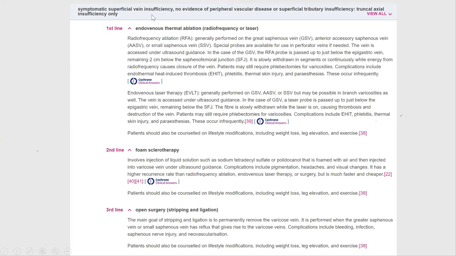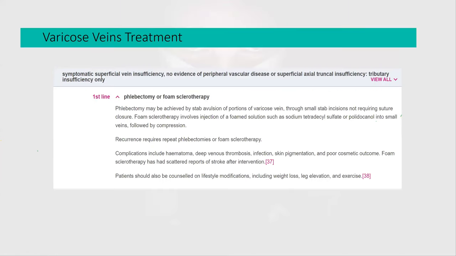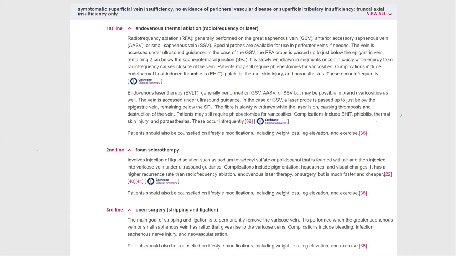If we have symptomatic superficial vein insufficiency, the previous one was symptomatic superficial vein insufficiency, but this is superficial symptomatic vein insufficiency with no evidence of peripheral vascular disease or superficial tributary insufficiency. There is a truncal axial insufficiency only.